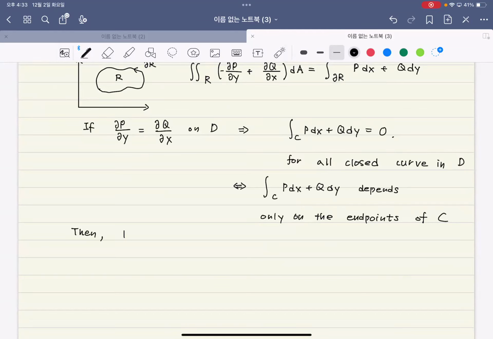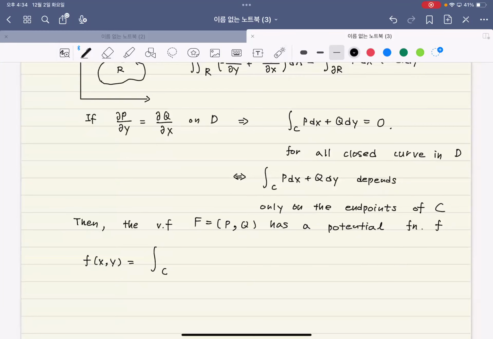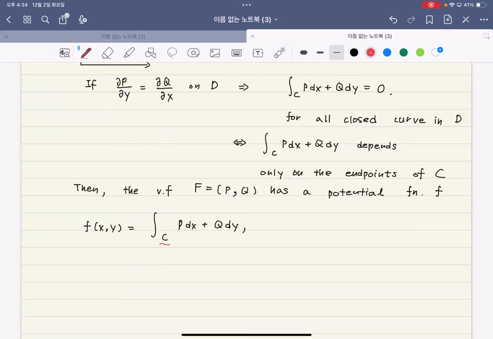Then we say the vector field F has a potential F, and this F can be defined by... so I will need to explain a little bit on this curve C. This curve is any curve from a fixed point x0, y0 to x, y.